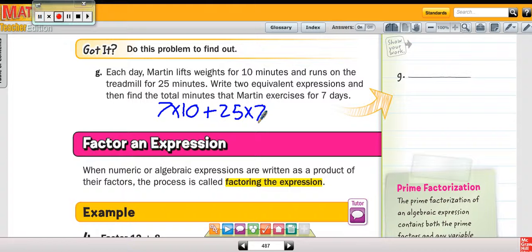Could we figure out how much he works out in one day first? Yeah. How would you do that? Well, this is what he runs, and this is what he lifts in one day. So how would we figure out how much he did total in that day? 35. I added those together. Okay, so let's write that over here: 10 plus 25, and then you said multiplying it by 7? Yeah. So let's put that 7 out front.